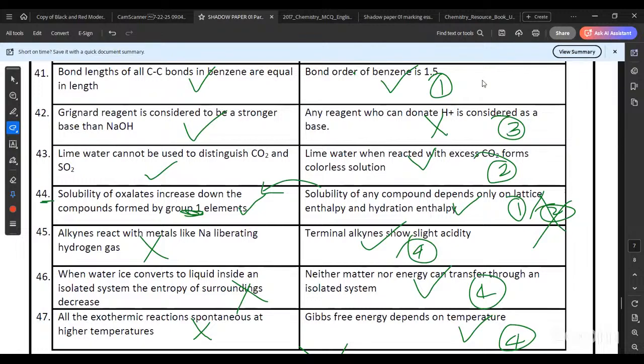Cannot be used to distinguish carbon dioxide and SO2. Oh, you're correct. Lime water cannot be used to distinguish carbon dioxide and sulfur dioxide. In between carbon dioxide and sulfur dioxide, it can't be distinguished. But you can distinguish carbon dioxide from ammonia by lime water. And sulfur dioxide from ammonia also you can distinguish. Thank you. So that's answer 3.